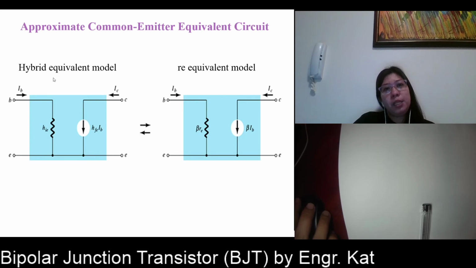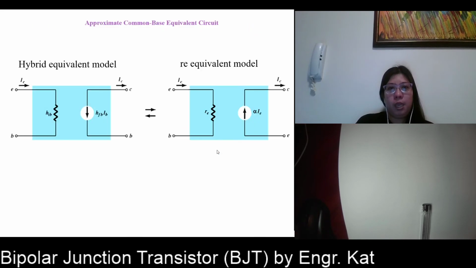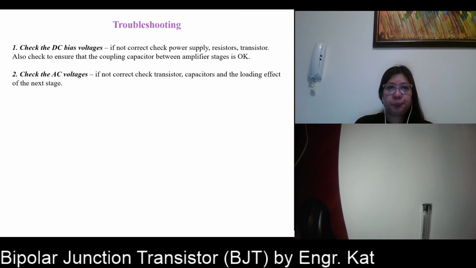So you have the hybrid equivalent model versus the RE equivalent model. They usually look the same. So they actually look the same. The only difference is their names, the names of their parameters. Okay? So approximate common base configuration, for hybrid equivalent model and the RE equivalent model.